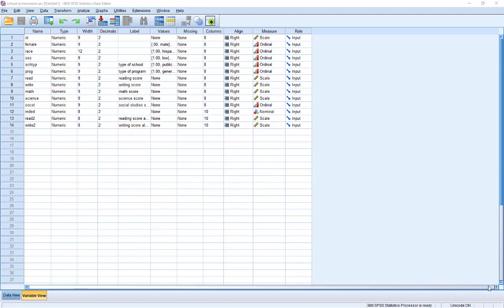Today we're going to be talking about a dependent samples t-test. Now, in one of the prior presentations, we talked about the independent samples t-test, and I'm not going to spend a lot of time talking about why we would use one over the other.